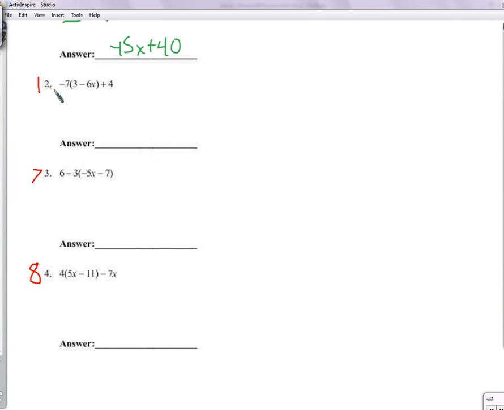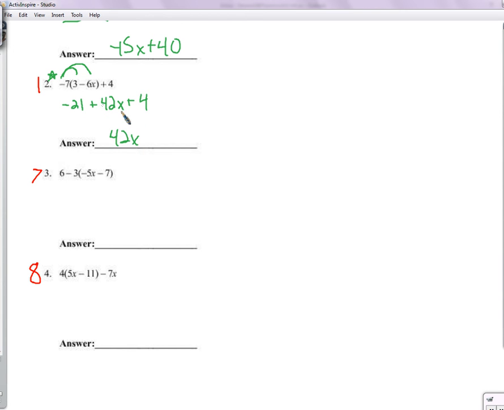This one here is one of those that we're going to redo on Monday. The main issue is this negative here. Okay, when you distribute, if the number you're distributing is a negative number, then the negative itself needs to be distributed. So that negative 7 times a 3 is negative 21, and negative 7 times negative 6x is a positive 42, and don't forget about the x, and plus 4. So we have 42x.